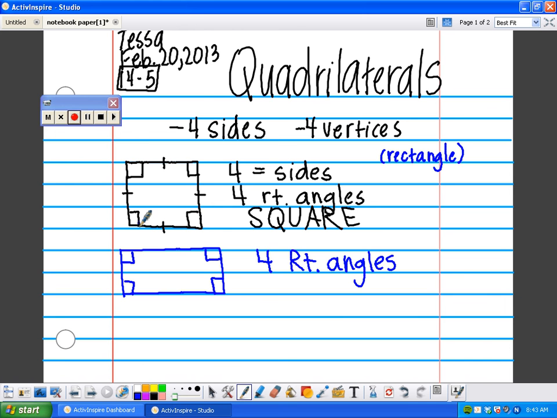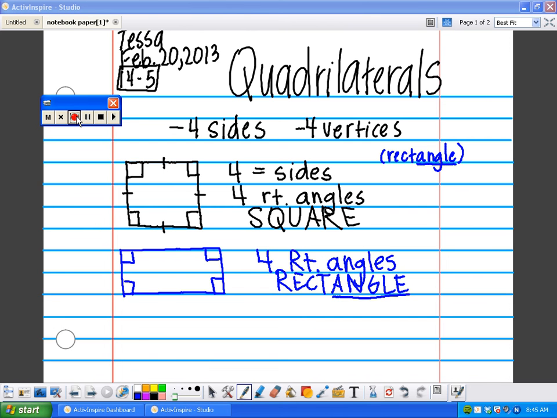It's also a rectangle. Okay, so I'm going to write rectangle, and I'm going to underline the part of this word that helps me remember. A rectangle depends on those angles. Are we ready?